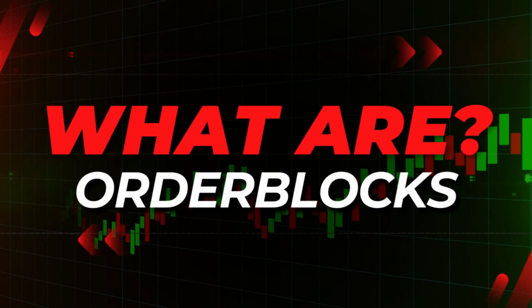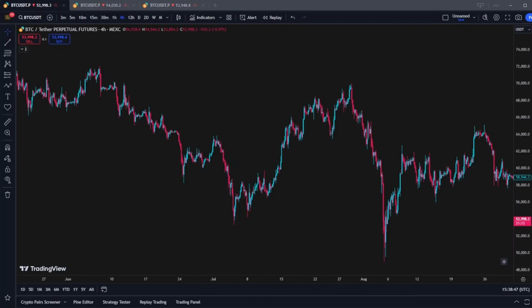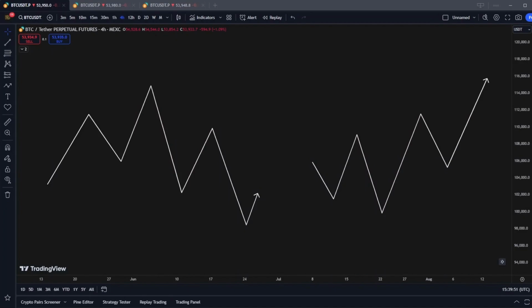So what are order blocks? Well, simply put, order blocks are just zones on the chart where large institutional traders such as banks, hedge funds, and so on are placing big buy or sell orders. These orders are so massive that they can't all be executed at once, so they leave a sort of footprint on the chart. For us retail traders, it's like a trail that the big players are leaving behind. If we can spot these order blocks, we can potentially use them to predict the future price movements and take advantage of them. So there are two main types of order blocks, bullish and bearish order blocks.